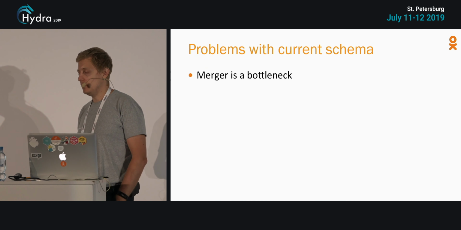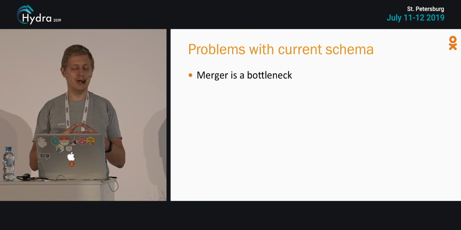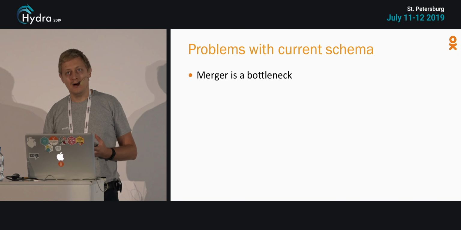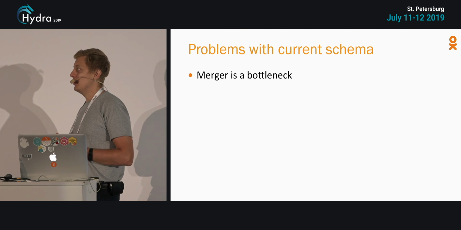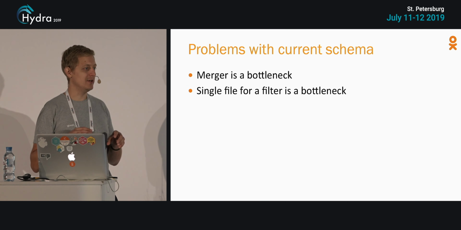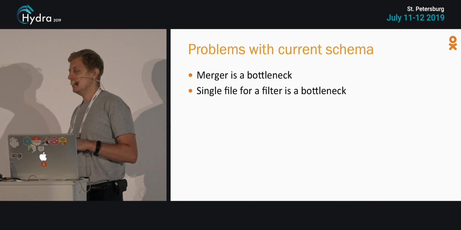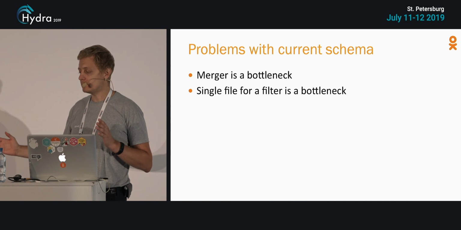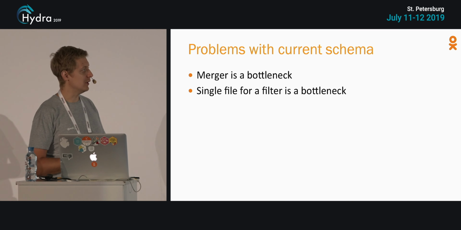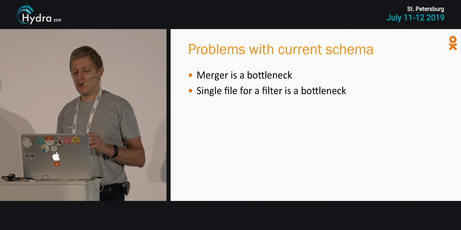It's mainly bottlenecks. The merger, which is the process that combines all the hashes into a single Bloom filter, obviously becomes a bottleneck. What is not that obvious is that not the merger itself, but the fact that the Bloom filter is stored as a single file also becomes a bottleneck. Files in the Hadoop file system are divided into blocks of a certain size. By default, it's 128 megabytes, and each block is independently replicated.